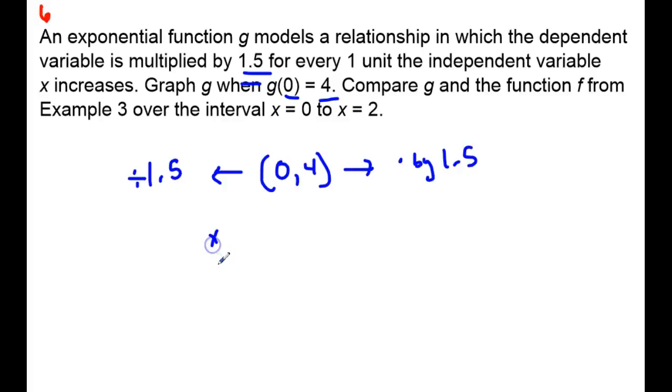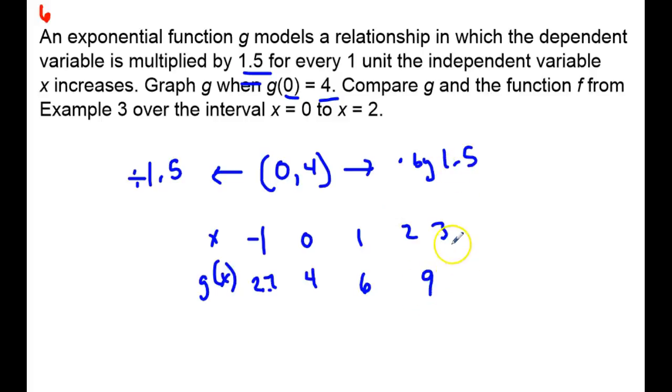So then I end up with my table of values, right? And here we're looking at G. So my x is -1, 0, 1, 2, and 3. I like to do more positives just because it makes my life a little bit easier. All right, we knew that (0, 4) was one of our points. So if I divide this 4 by 1.5, I end up with 2.7. When I multiply 4 by 1.5, I get 6. Now I'm going to multiply 6 times 1.5, and I get 9. And then I might as well do this point number 3. So I multiply 9 by 1.5, and I end up with 13.5. So now that I have this table of values, I can go ahead and plot my points and draw my graph.